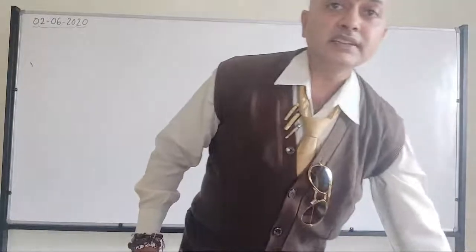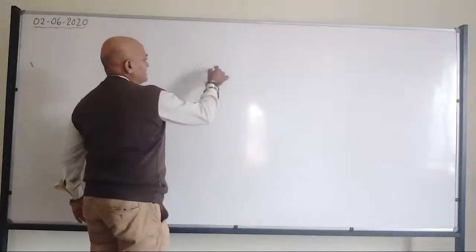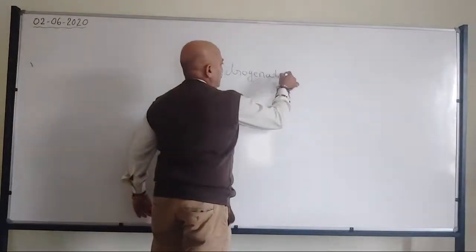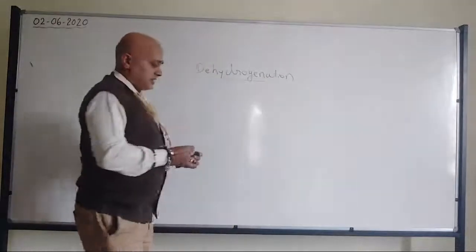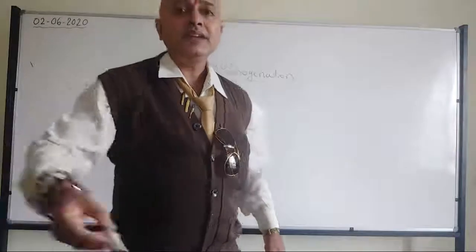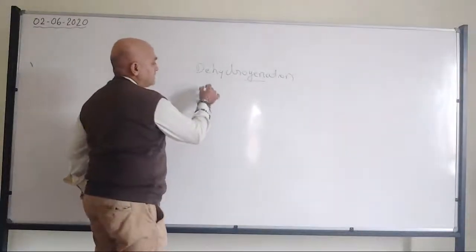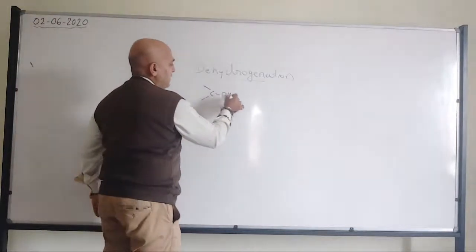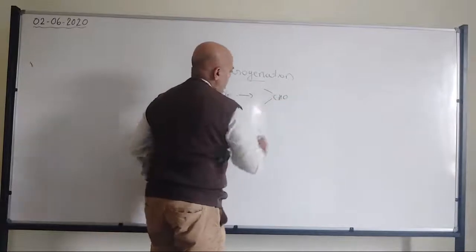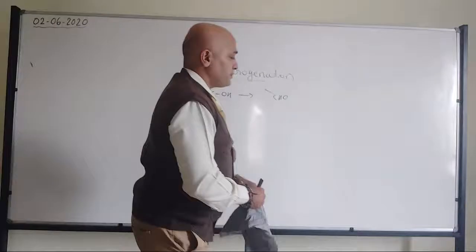Next one is dehydrogenation. Now when I am talking about dehydrogenation, that is removal of hydrogen from the alcohol. So that's where we have the OH, which can be converted into CHO.